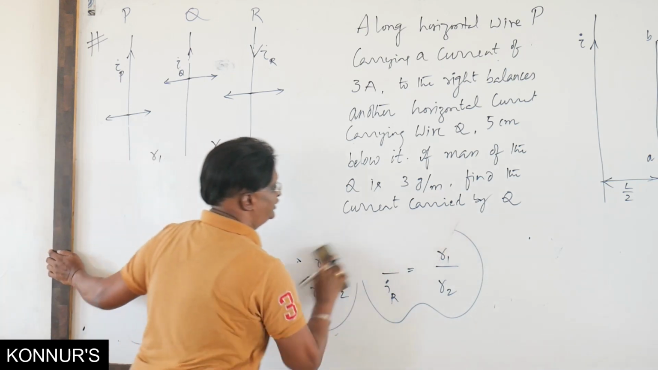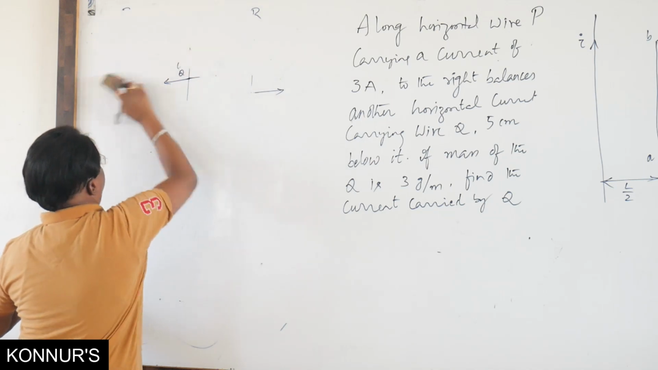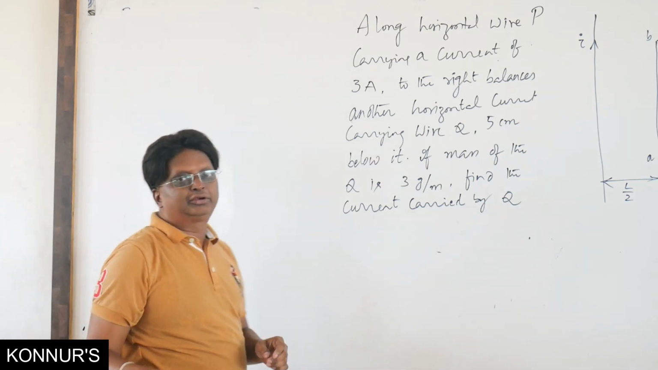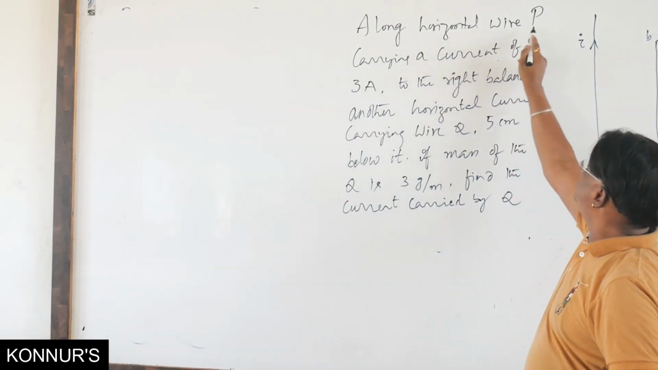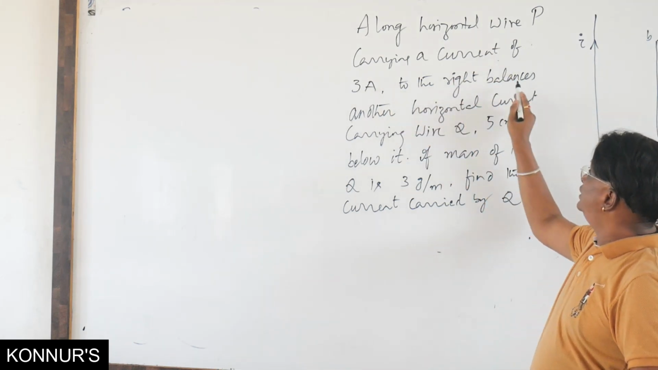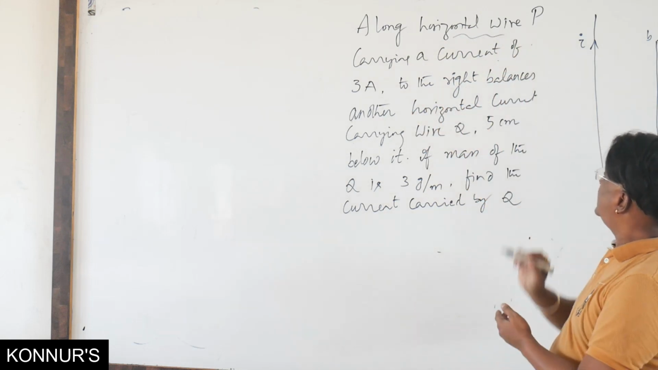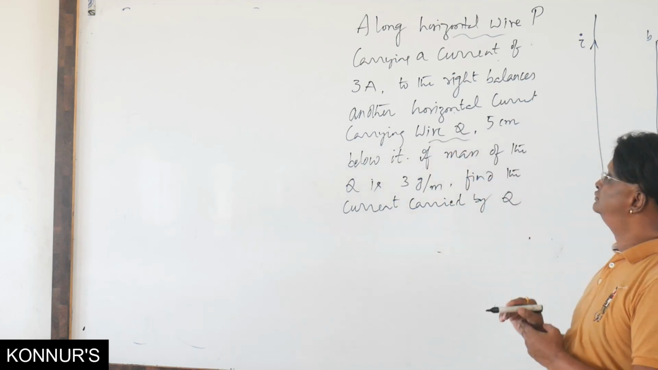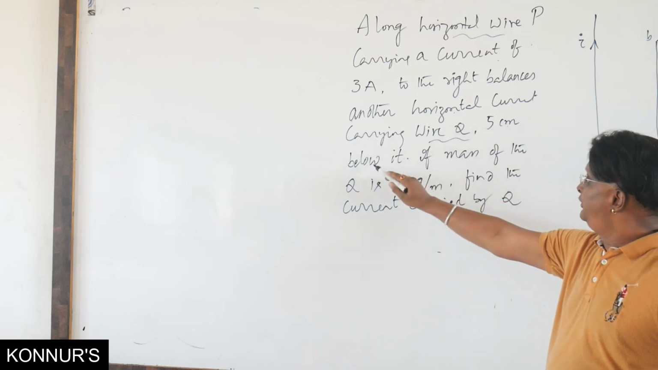See, this is the case of parallel conductors and force between parallel conductors. The same concept I have given as another question. The question says: a long horizontal wire P carries a current of 3 ampere to the right. It is said that this horizontal wire balances another horizontal current-carrying wire Q. Q is also horizontal, placed at a distance of 5 centimeters below it.